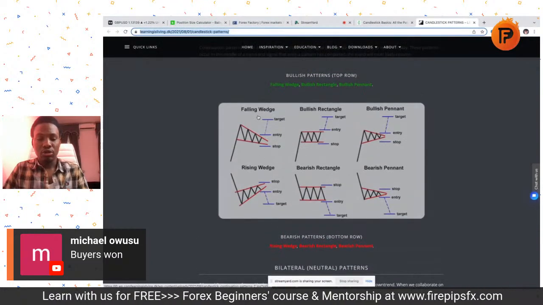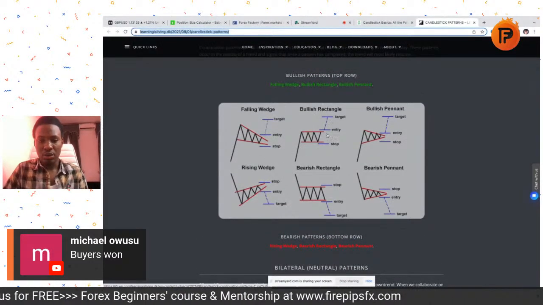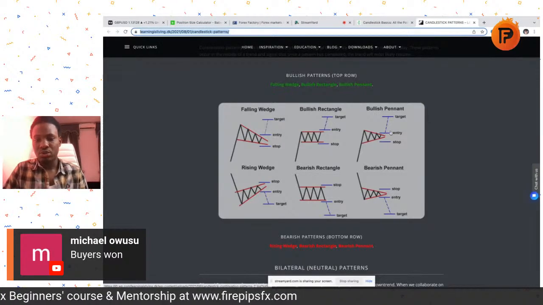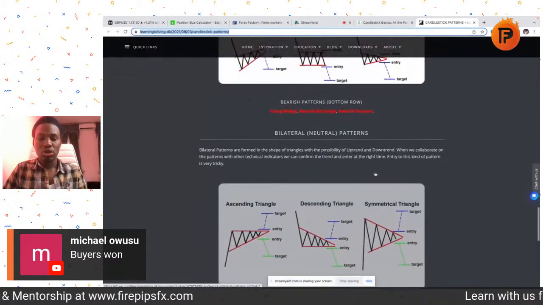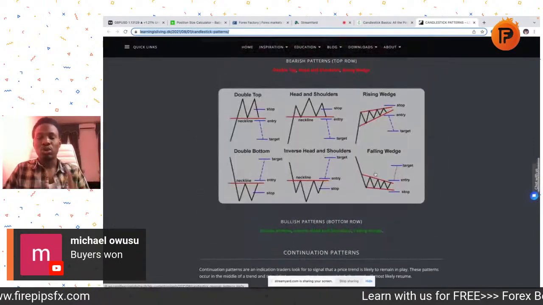Then the opposite of falling wedge, we have rising wedge. Opposite of bullish rectangle, we have bearish rectangle. Opposite of bullish pennant, we have bearish pennant. I'm sure, let's stop there for now. Now let's go on to how to trade them.